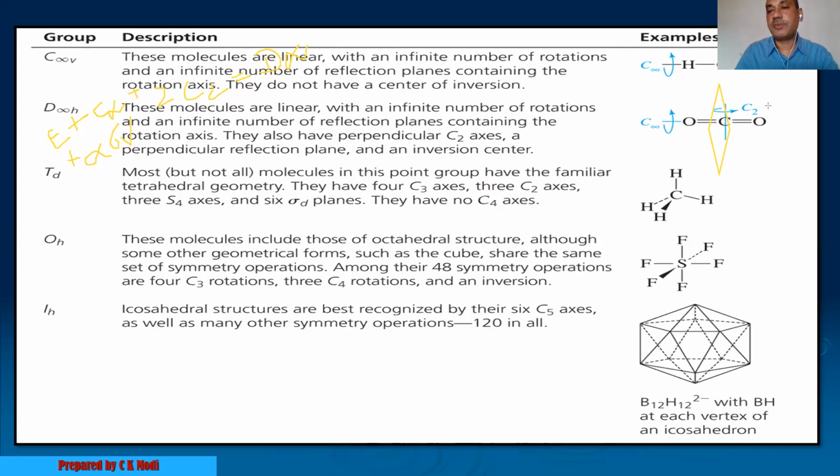And finally sigma h, which is perpendicular to the principal axis. So sigma h is also present. Therefore the point group is D infinite h. So for a linear molecule where both ends have the same atoms, the point group of that molecule is D infinite h.